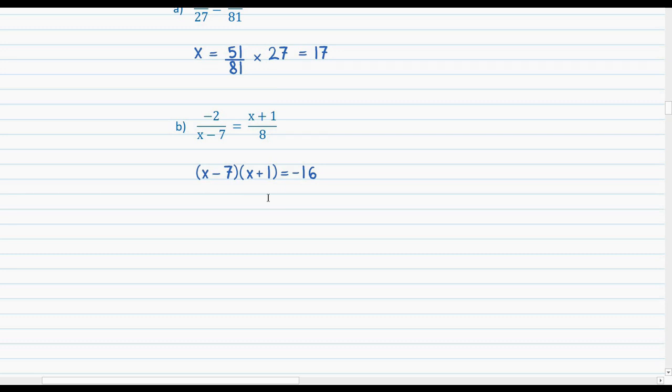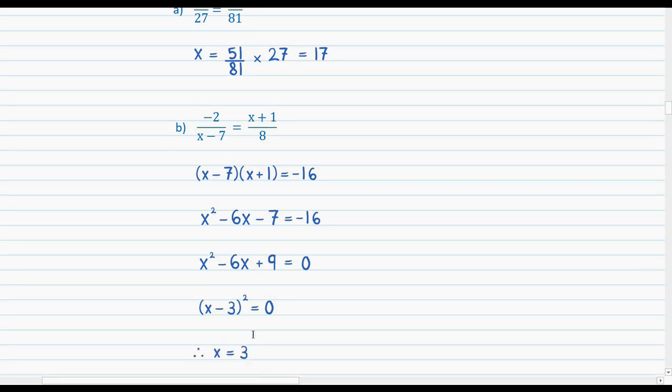And you just multiply out the brackets and simplify, giving x squared minus 6x minus 7 is equal to negative 16, and take the negative 16 to this side, which gives x squared minus 6x plus 9 is equal to 0. And thankfully this would be pretty simple to factorize, and it will just come down to x minus 3 times x minus 3. In other words, x minus 3 squared is equal to 0. Then we just equate the two and we have x minus 3 is equal to 0, therefore giving the value of x as 3.